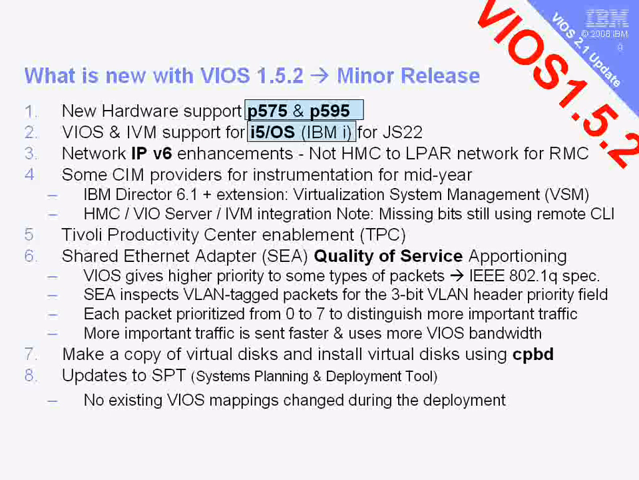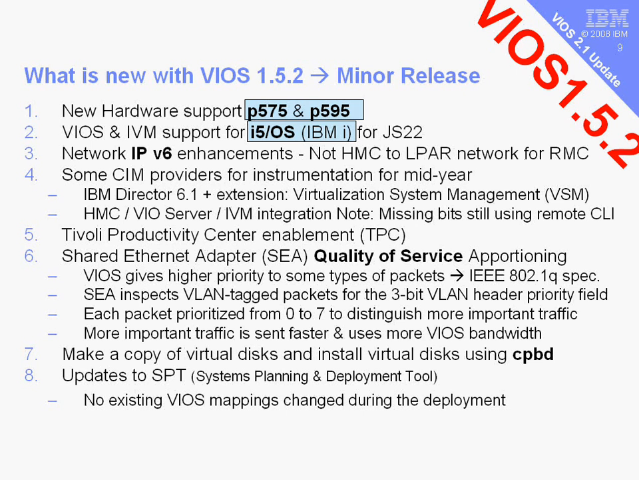With release 1.5.2, it was a fairly small release, one of the minor releases in June 2008. We support some new hardware, the large top-end machines. We're also starting to support IBM i. You can see on this list we have some other things. We have IP version 6 starting to be implemented for the VIOS server. That's important for some large government contracts.